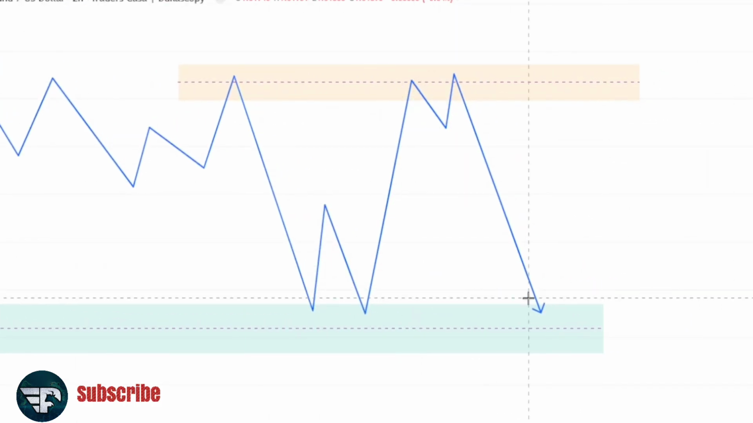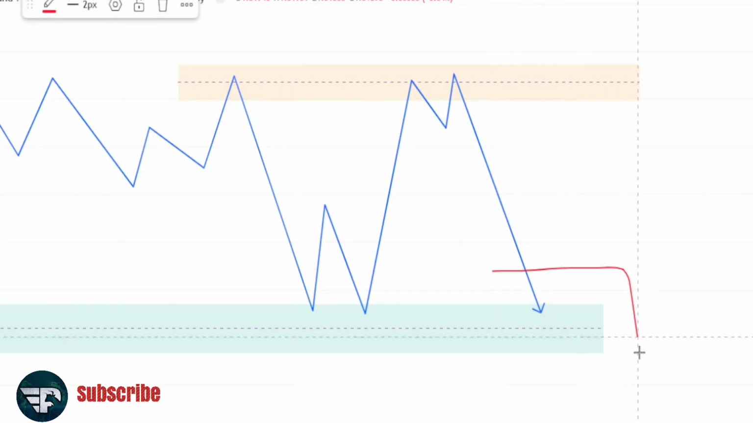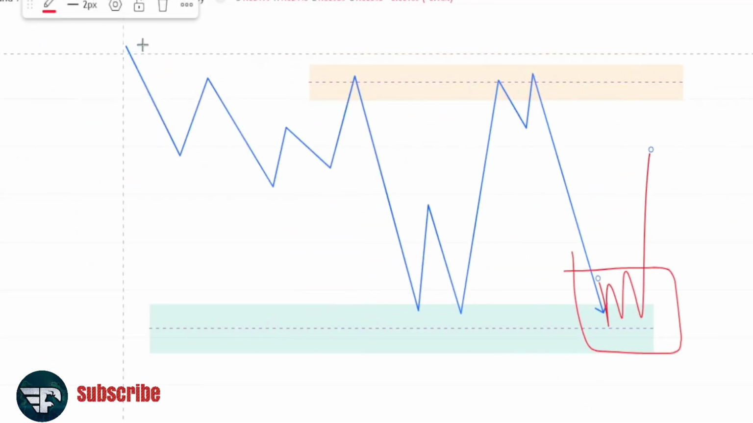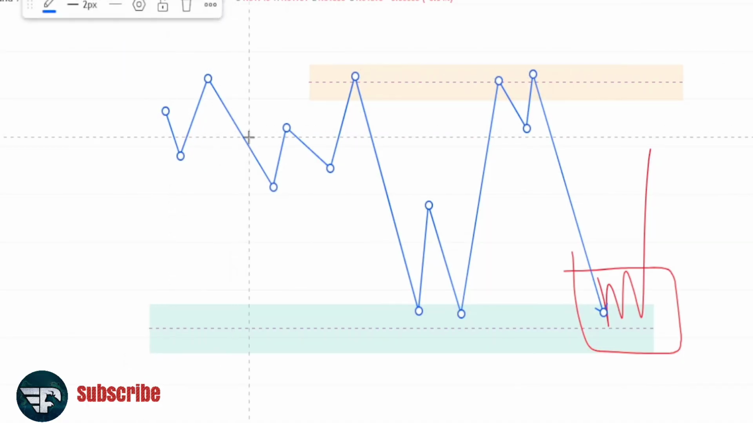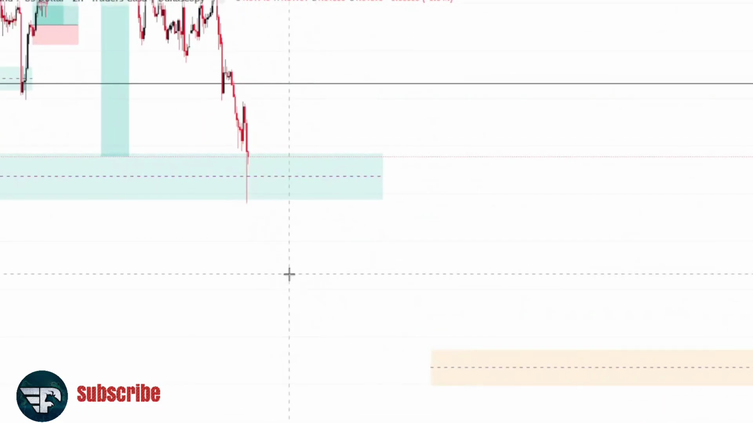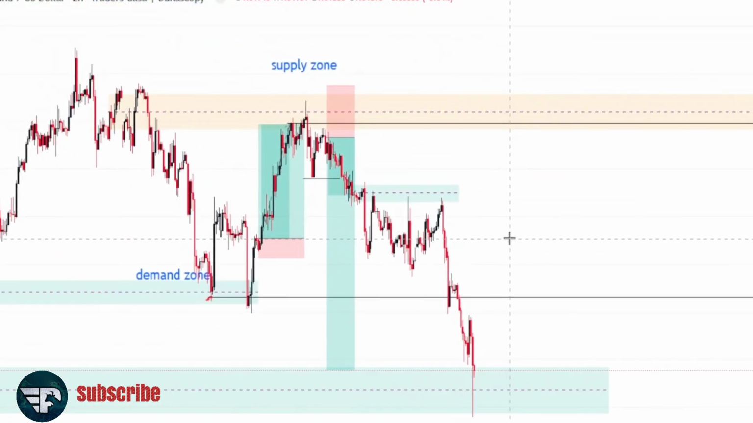And the moment price comes into the zone, you need to find confirmation around there before you pick the trade to the upside. Not that price just comes there and then you take the trade. If not, you always end up on the wrong side of the move. So you always need to look for confluences if you want to hop on the trade.